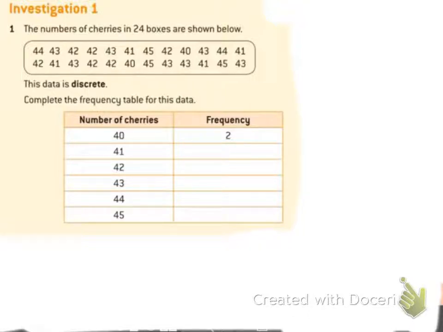I would definitely, when we use a number, cross it off. Whoops, wrong marker. Cross it off. So there are two 40s. Then I can go through and count out my 41s. 1, 2, 3, 4. I found 4. Hopefully I'm right. 42. 1, 2, 3, 4, 5, 6.